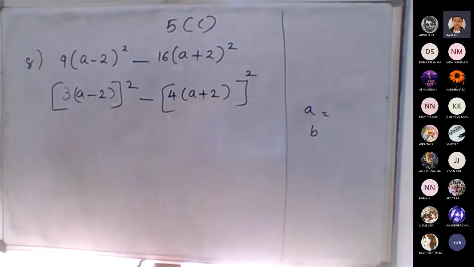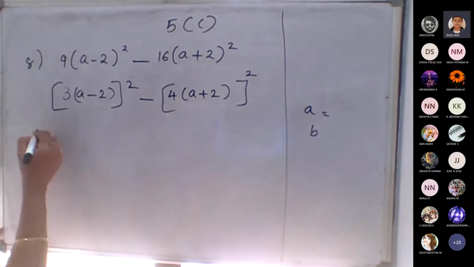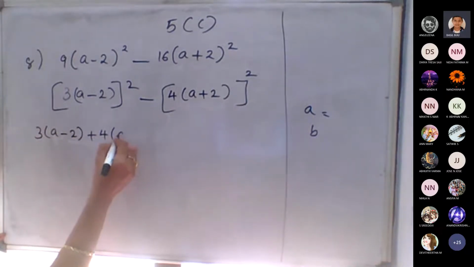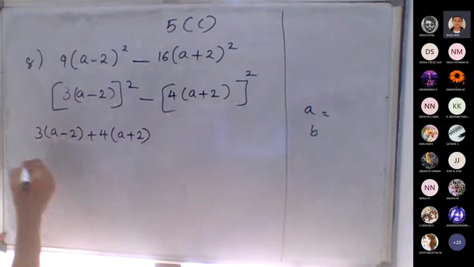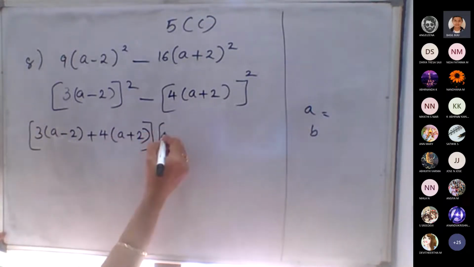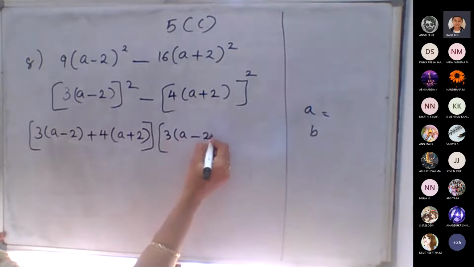Okay. So this is in the form of a square minus b square, which is a plus b into a minus b. So what we have to write? a plus b into a minus b.